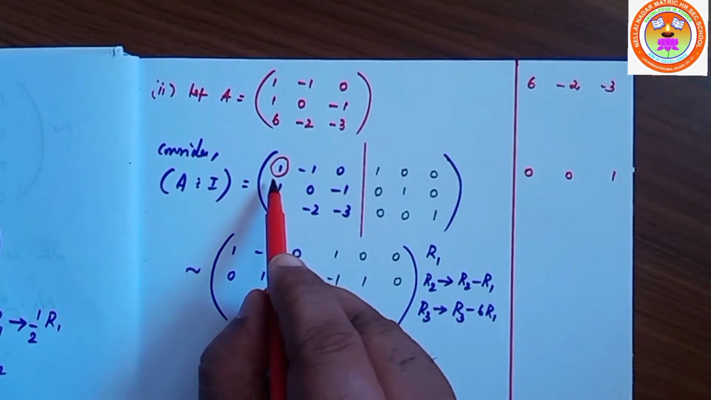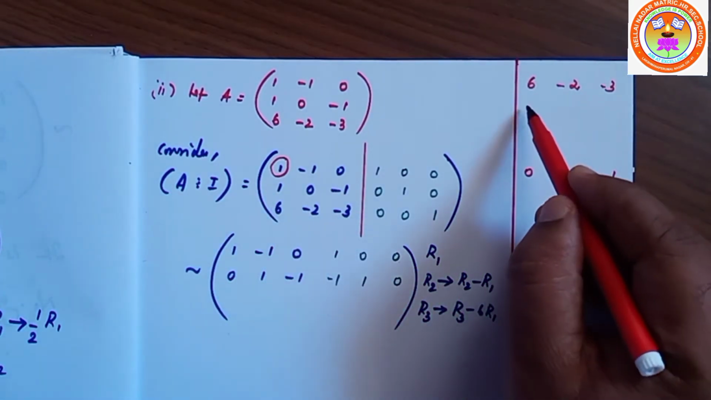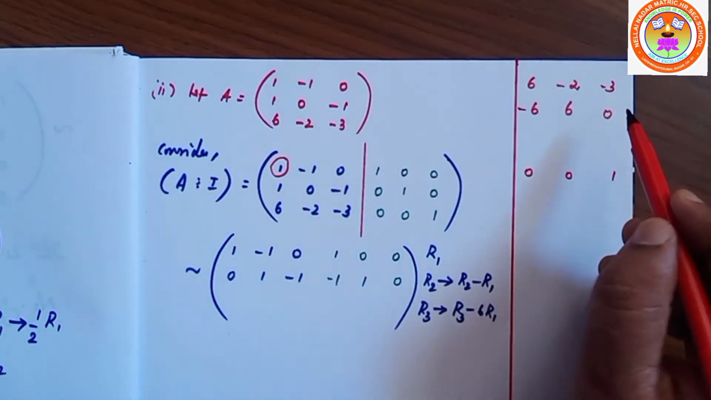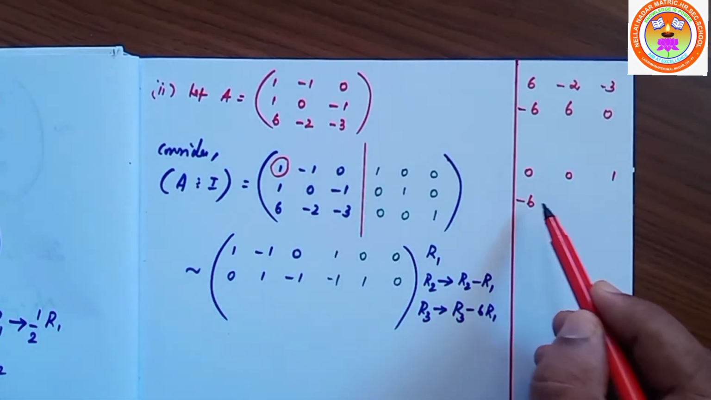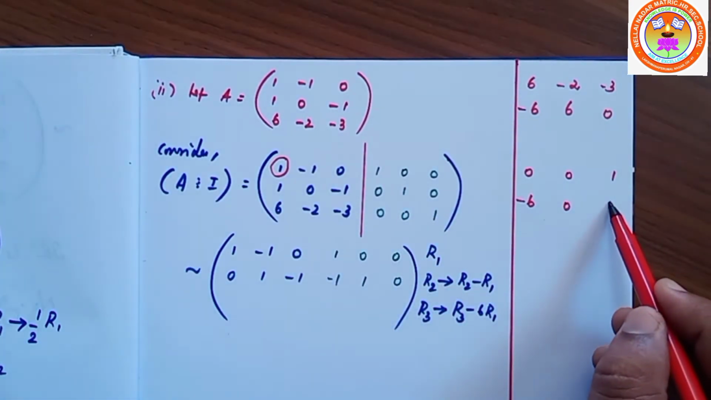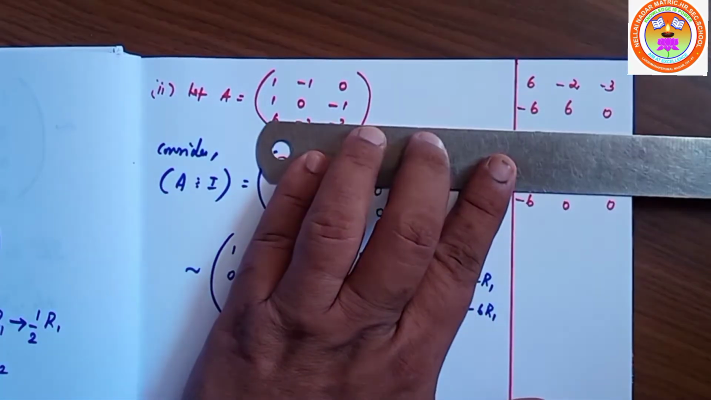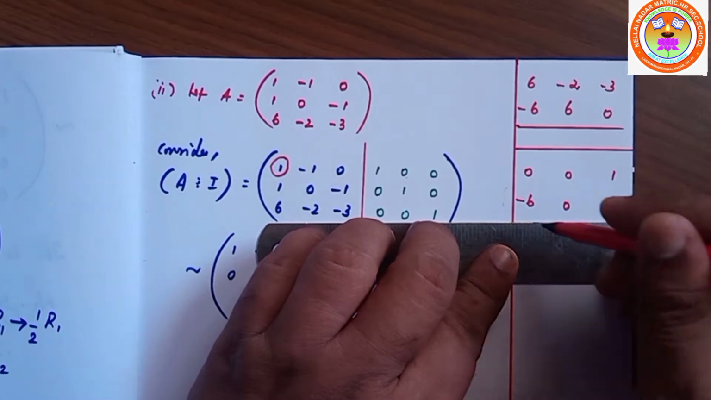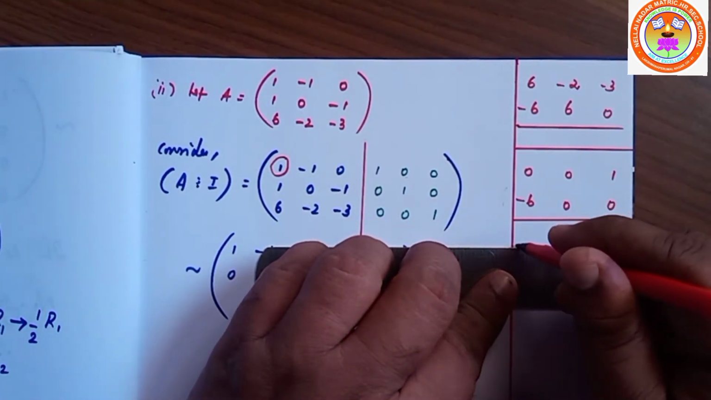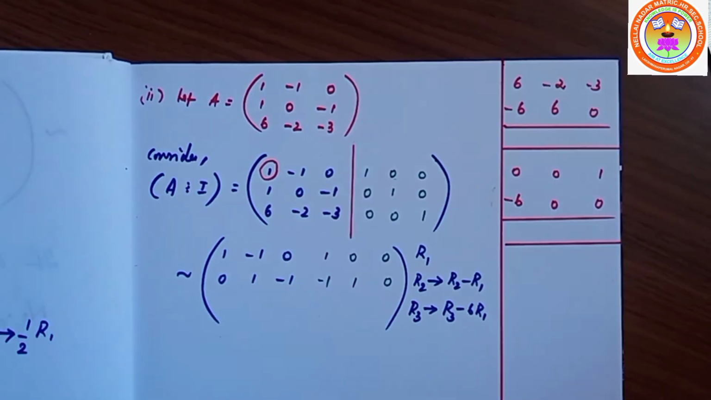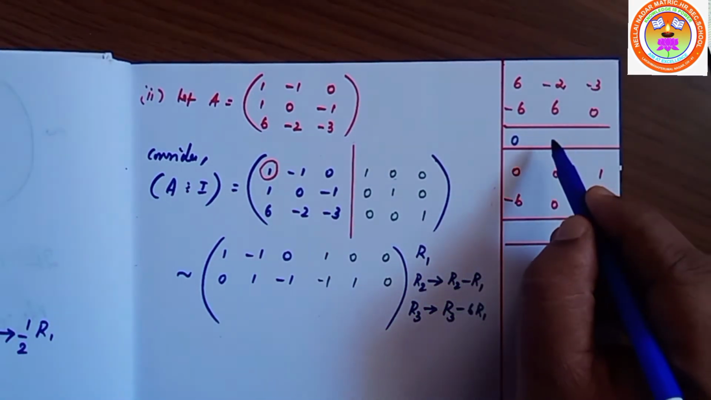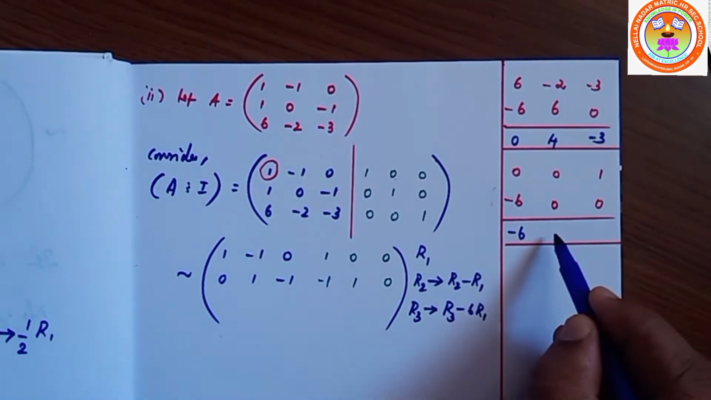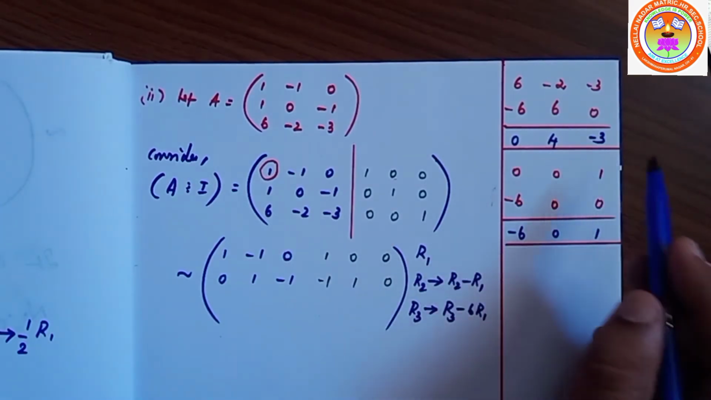If we multiply R1 by minus 6, we'll be getting minus 6, minus 1 into minus, plus 6, 0 into minus 6, 0, 1 into minus 6, minus 6, 0 into minus 6, 0, 0 into minus 6, 0. Six minus 6 0, 2 minus 2 plus 6 4, minus 3 plus 0 minus 3, 0 minus 6 minus 6, 0 plus 0 0, 1 plus 0 1, 0 4 minus 3.